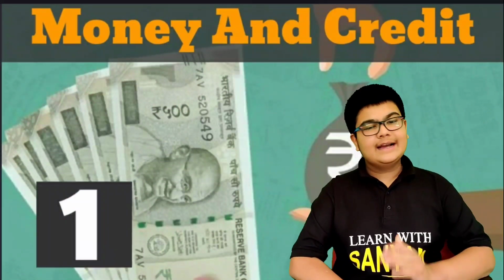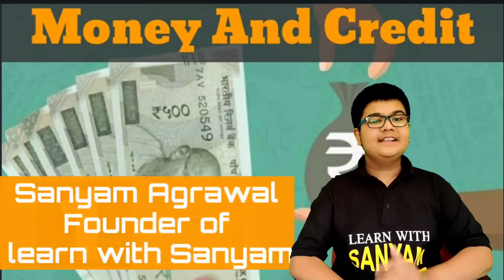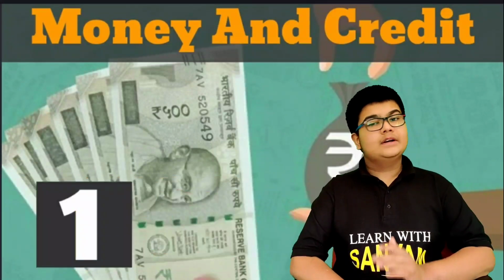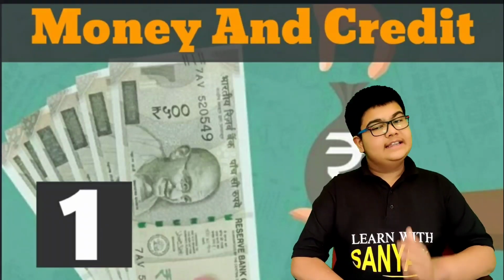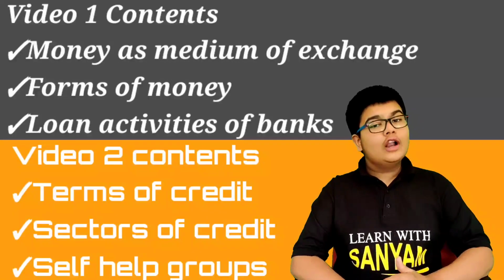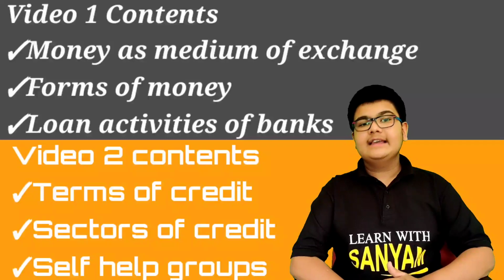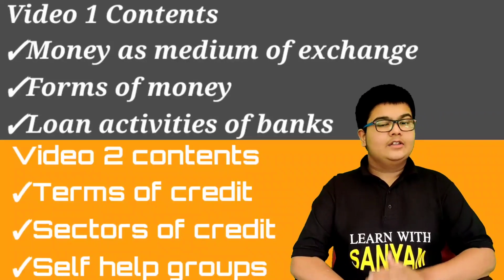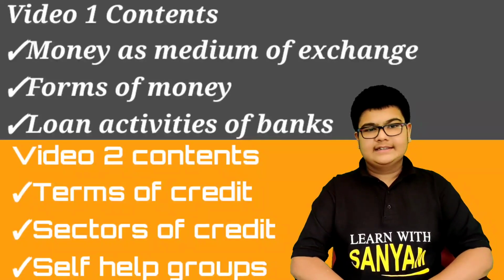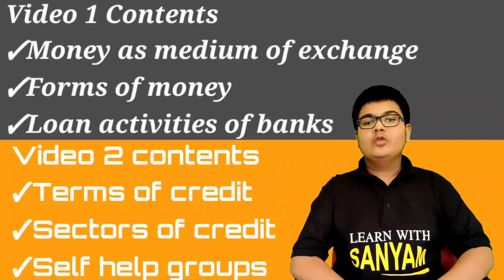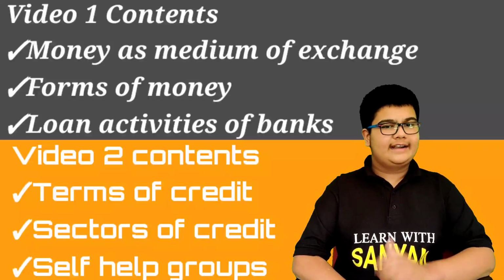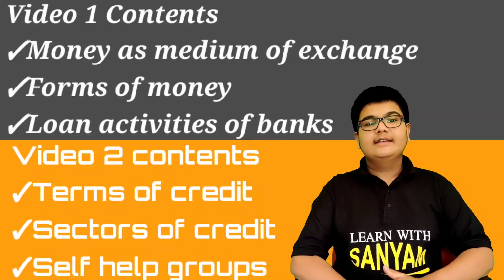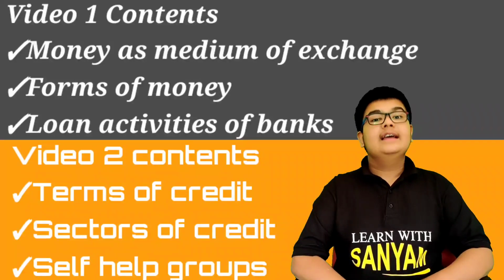Hi friends, welcome to Class 10 Economics, Chapter 3, Money and Credit. I have divided this chapter into two parts. In the first video, we shall discuss all about money. We shall see money as a medium of exchange, forms of money, and the loan activities of banks. While in the second video, we shall discuss all about credit. We shall see the terms of credit, the sectors of credit, and self-help groups. So let's start.